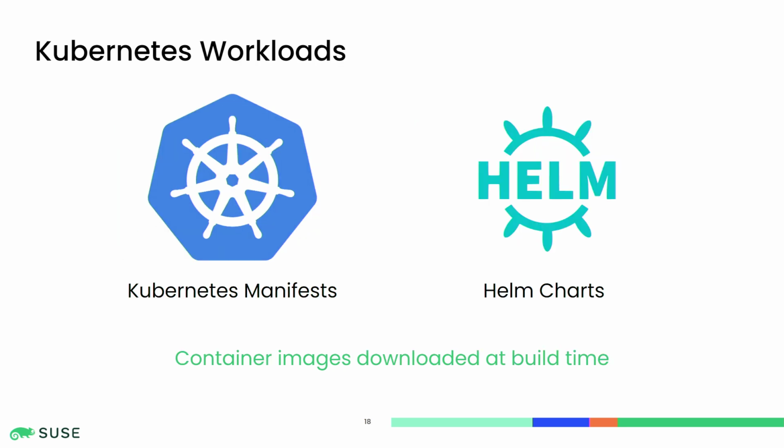Now, obviously, we don't really care about a Kubernetes cluster if there is nothing on it to run. So we need to take into consideration what exactly we want to automate for the user. Now, this would be obviously the Kubernetes workloads, which we split into two different categories: the Kubernetes manifests as well as Helm charts.